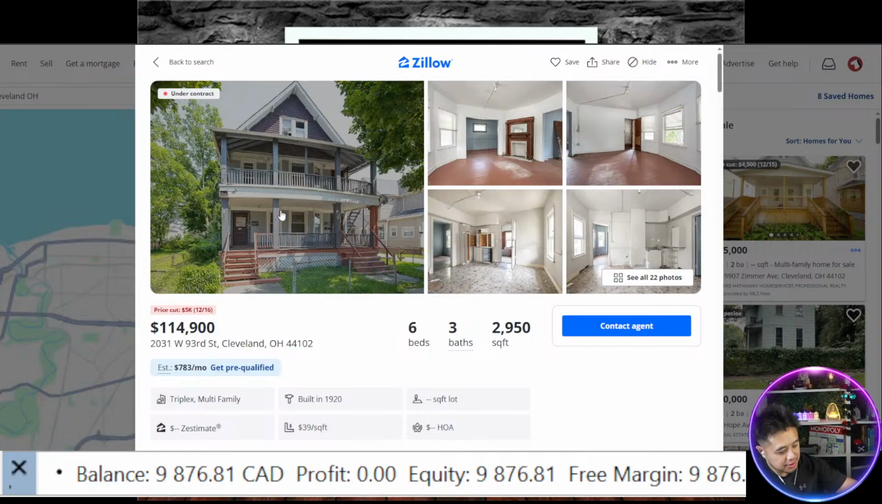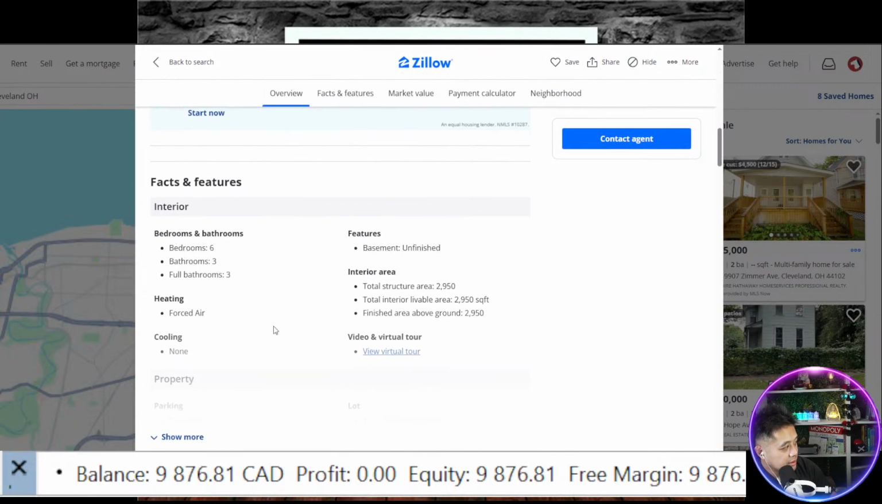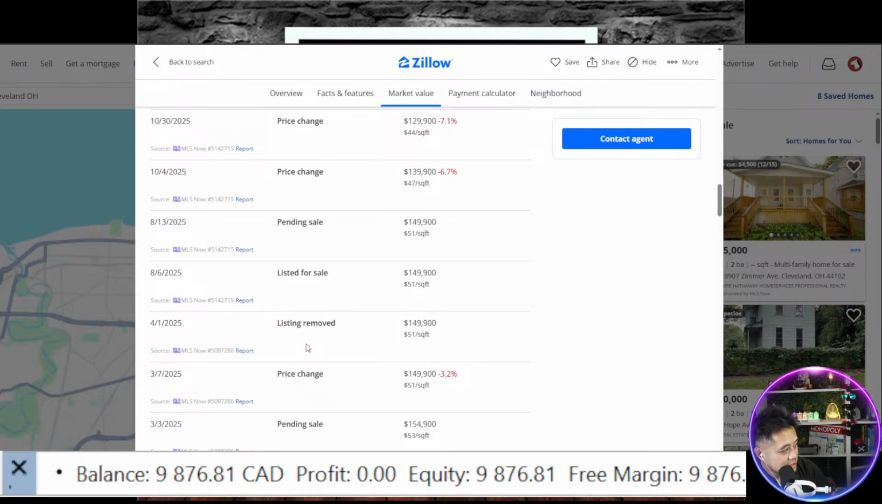Okay, so a lot of you guys don't know, but I'm going to show you something, if I can get my mic up here. So this house here, it's a duplex, $115,000. You'll see how much this price has come down. Let me just give you the history of the price here.